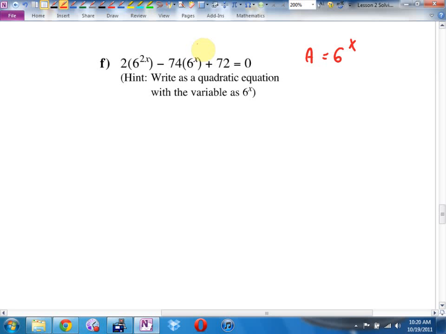Now the 0 stays the same. The 72 stays the same. The plus stays the same. But I'm going to write this as 74A because 6 to the x I'm replacing with an a. And I'm going to write this as 2a squared. Why a squared? Well, this is 6 to the 2x, which is really 6 to the x all squared. I'm replacing every 6 to the x with an a. Write that down. Then we'll talk about why.